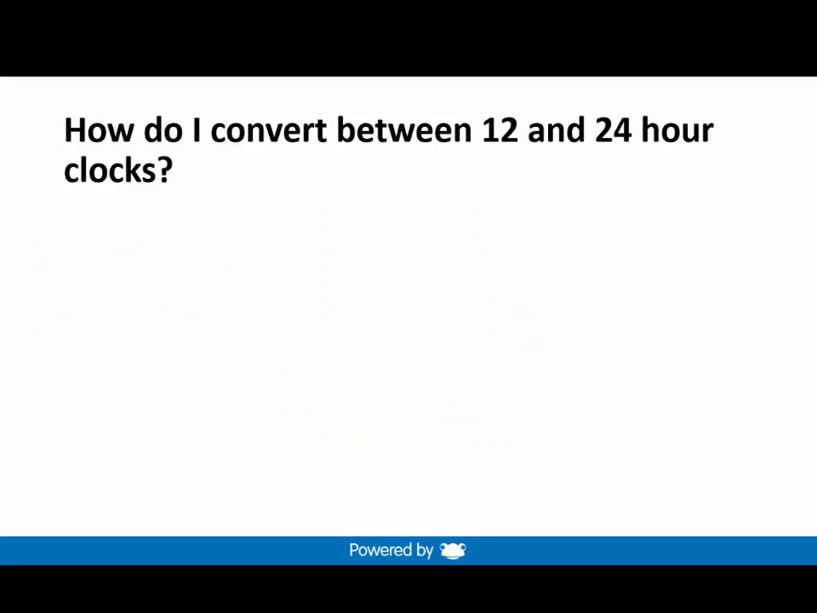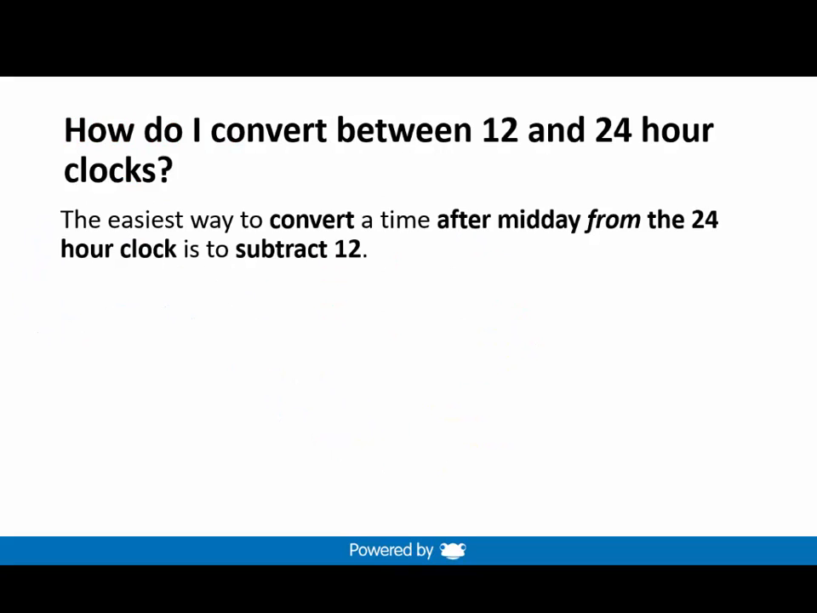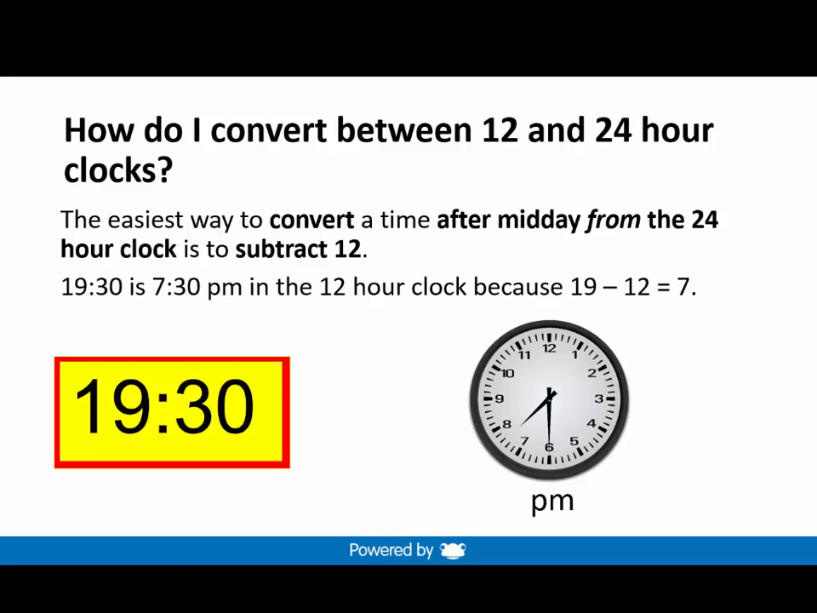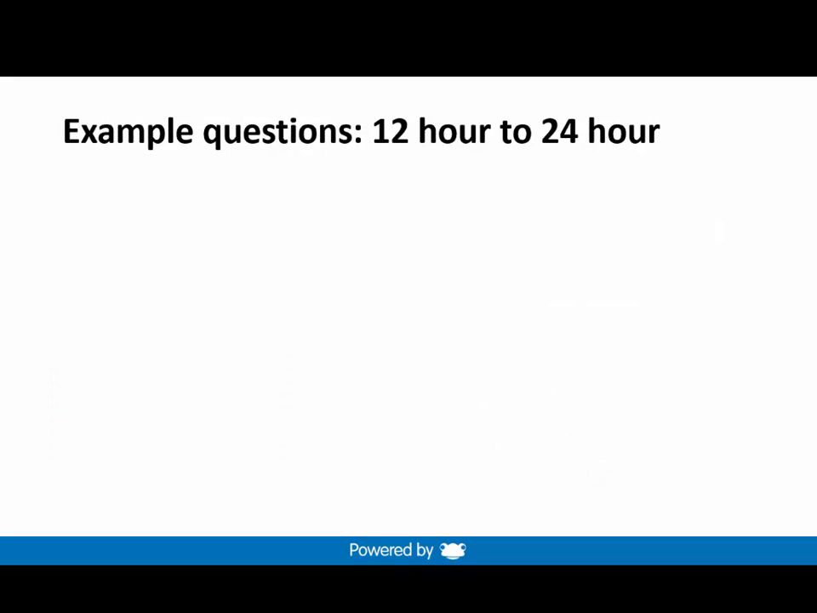So how do I convert between 12 and 24-hour clocks? The easiest way to convert a time after midday from the 24-hour clock is to subtract 12. So 19:30 is 7:30 PM in the 12-hour clock because 19 take away 12 is 7. Let's look at some example questions for converting 12-hour to 24-hour.